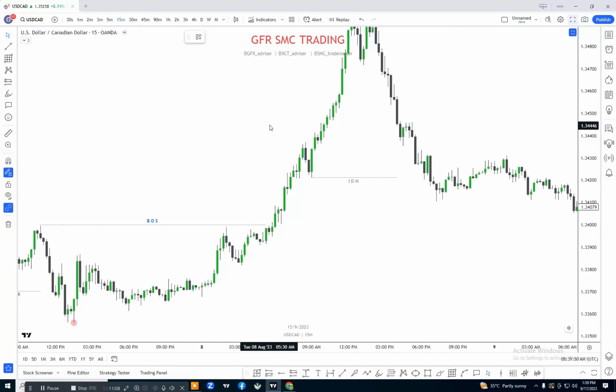So we need to find our order blocks now. We will first mark our order blocks, then we will customize our highly profitable order block from that area.